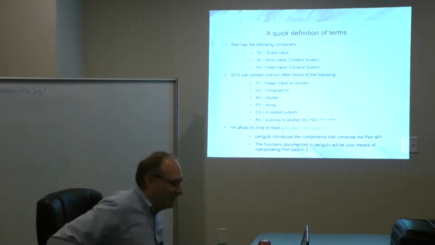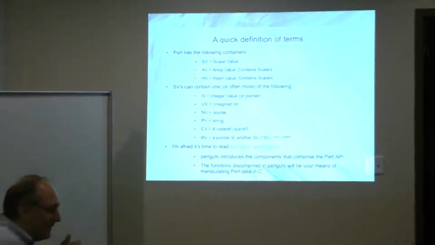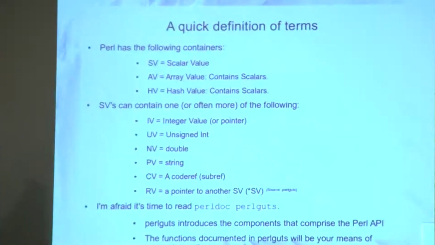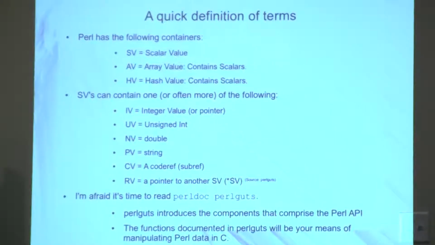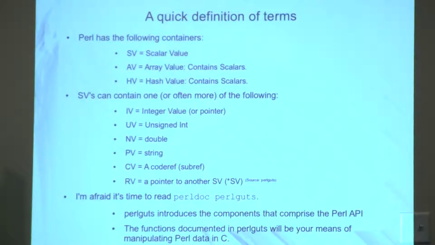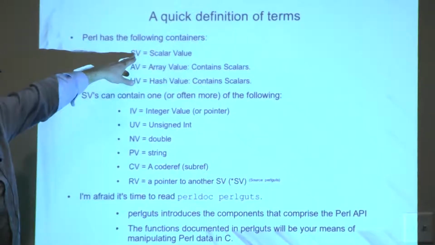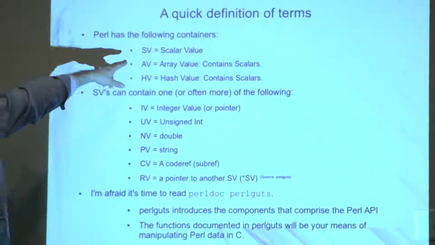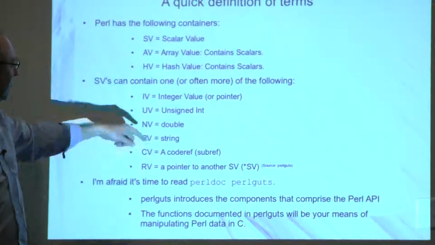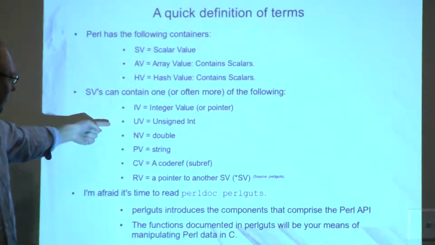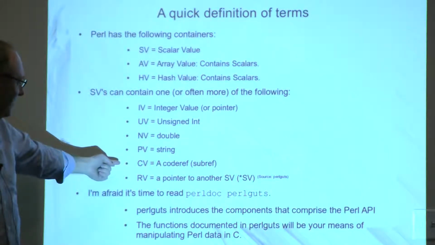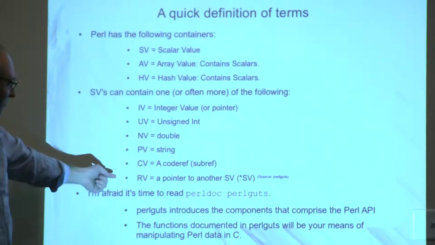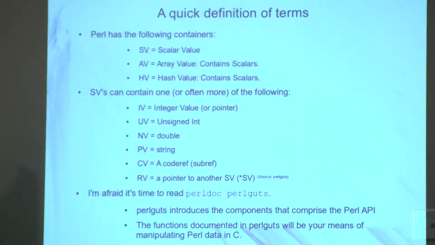Okay, so I've been talking about SVs a couple times, and Perl's internals use something called an SV for scalar values, an AV data type for array values, and an HV data type for hashes. AVs and HVs are just containers for SVs, for pointers to scalar values. Inside of SVs, you have pointers to integer values, IVs, unsigned UVs, NV is for doubles, PV is a pointer to a string, CV could be a pointer to a code ref, and RV is a pointer to another SV, a reference to a reference, I guess.